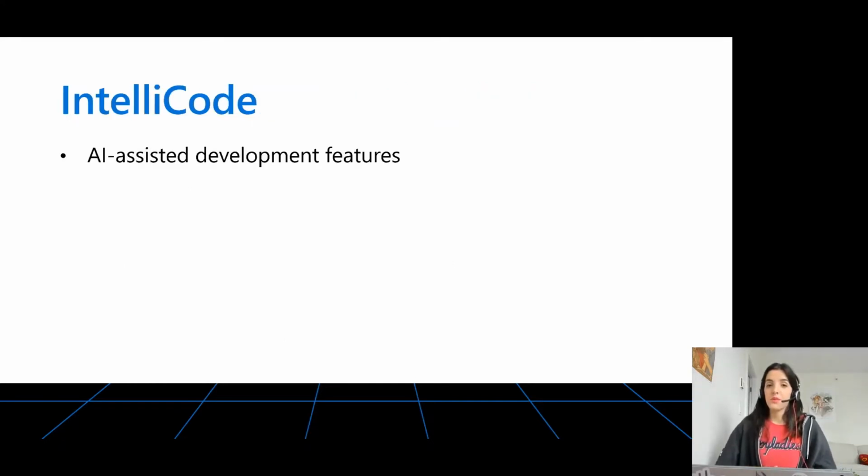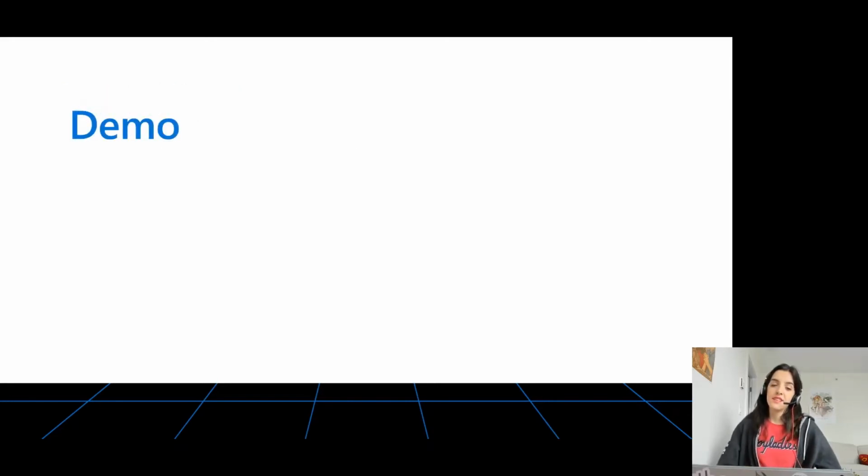We are also going to use IntelliCode, which is an extension for Visual Studio and Visual Studio Code that gives you AI-assisted development features. And in this case, we're going to show how you can have powerful IntelliSense with IntelliCode. So let's get this started.